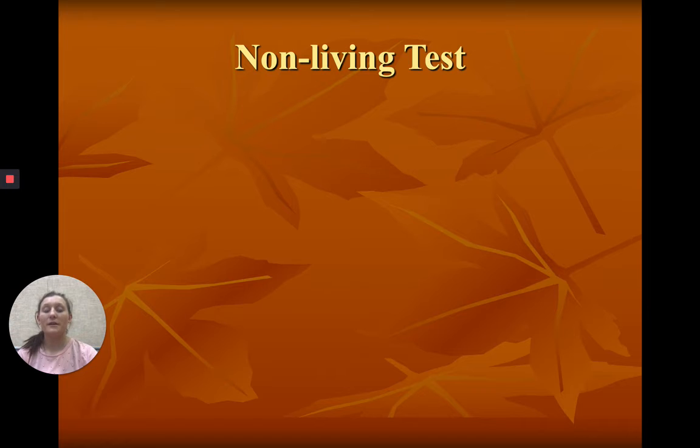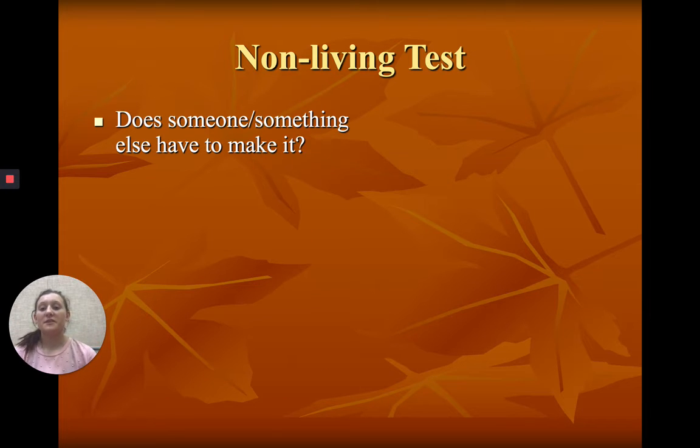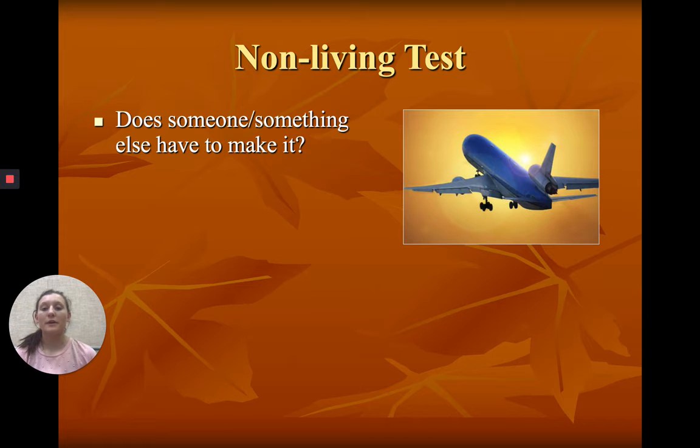All right, now we have the non-living test. Does someone or something else have to make it? For example, an airplane. An airplane doesn't just come from out of nowhere. Someone has to build it. So it's able to move, but somebody had to create that airplane.